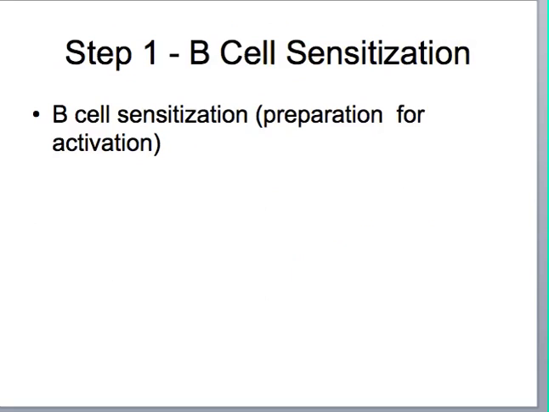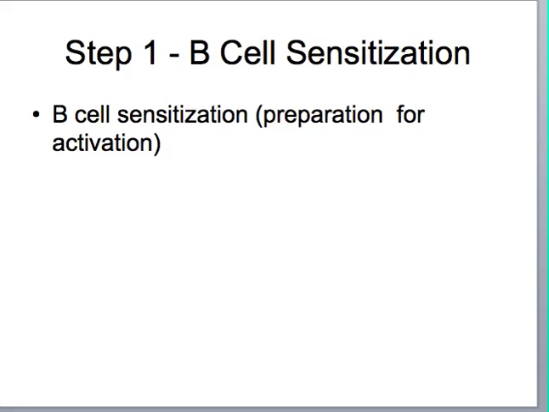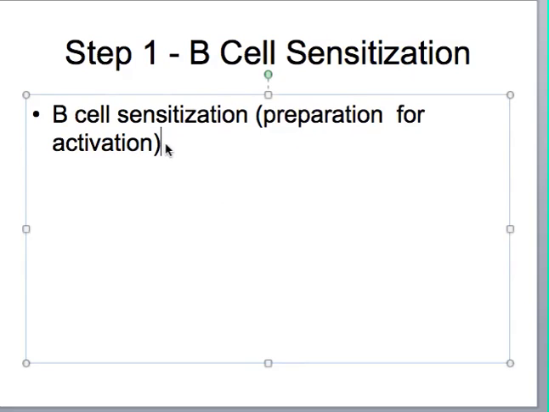Let's start with step 1, our B cell sensitization. This is the preparatory phase, preparation for activation. And what happens here in sensitization is the antibody molecules that are specific to the antigen are already present on the B cell membrane. So let's look at some of these subpoints.